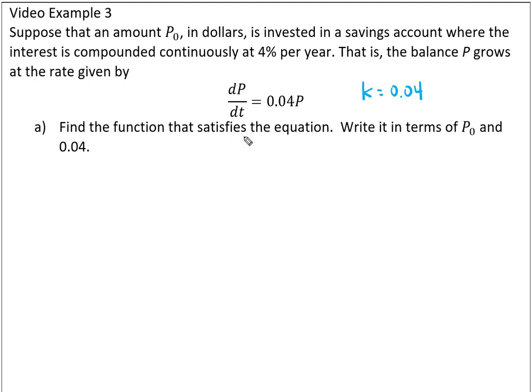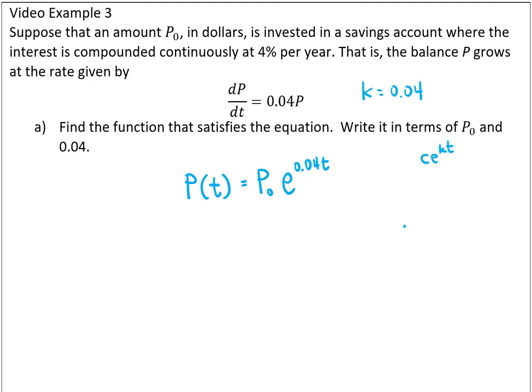Find the function that satisfies the equation. Okay, we're going to write that. That's going to be P of t, once again getting that from dP dt. We know that we have c e to the kt. Instead of c, we're going to use P0 e to the 0.04 times t.